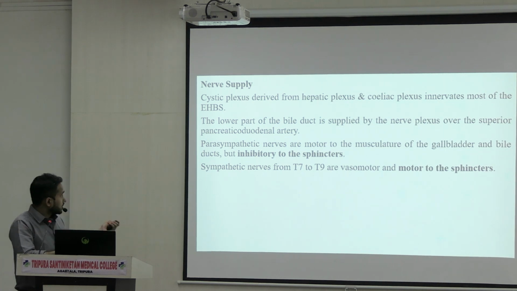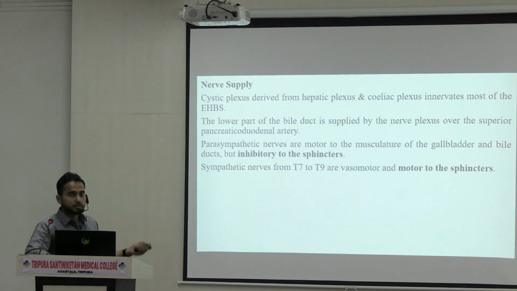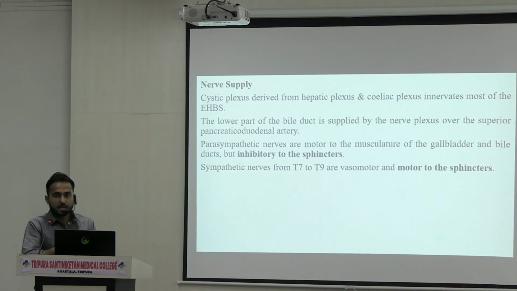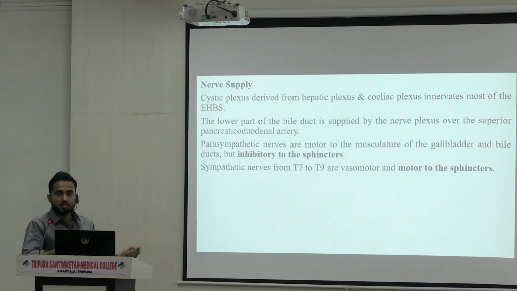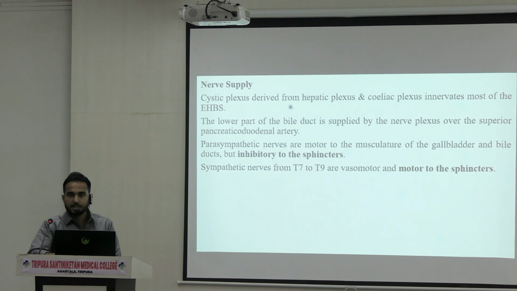The parasympathetic nerves, first of all, are motor to the musculature of the gallbladder. That means the parasympathetic division will cause contraction of the smooth muscles of the gallbladder, but they are inhibitory to the sphincters. That means their nerve supply will close the sphincter. Inhibitory to the sphincter means it will close the sphincter.